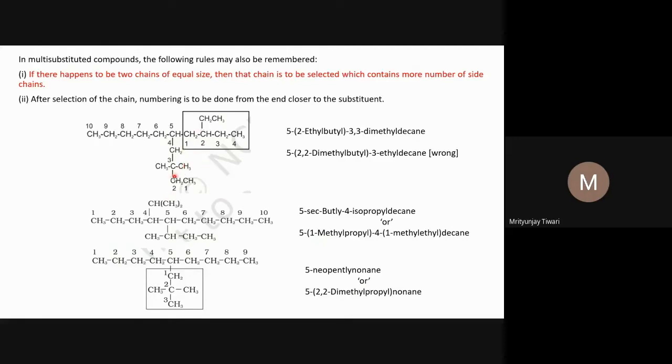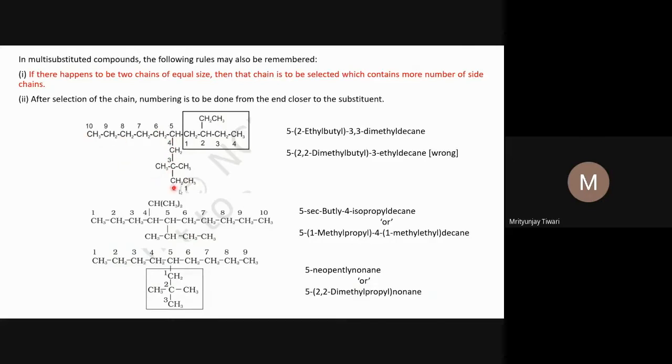Only two substituents will be there if you consider these carbon atoms as a part of the parent chain. Only two branches are there, and if you follow these carbon atoms as a part of the main chain, then you will have three different branches. So we'll have to consider this carbon chain as a part of the main chain.